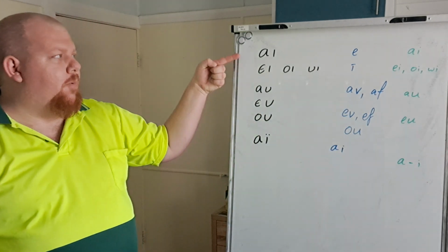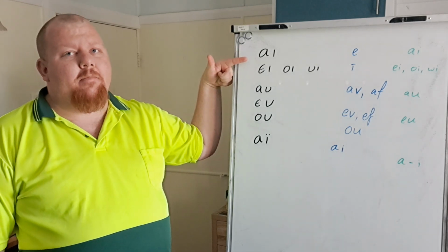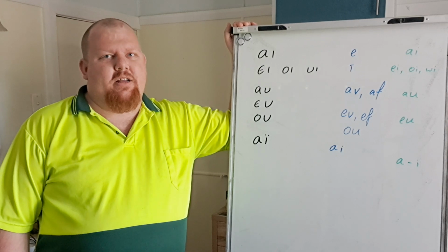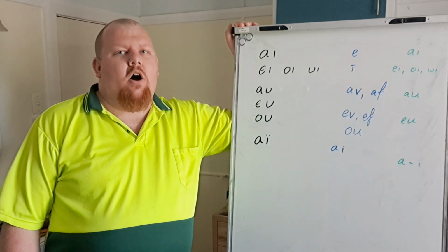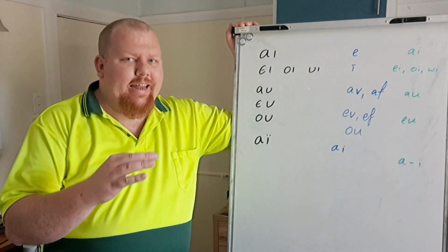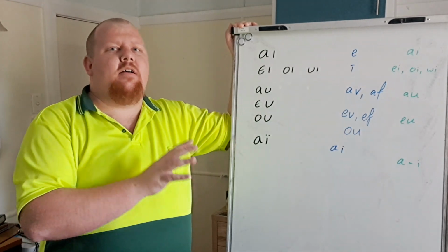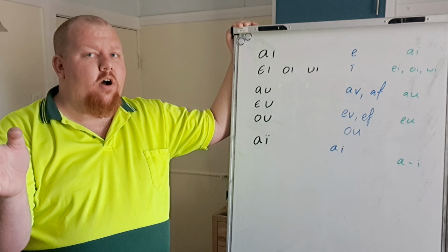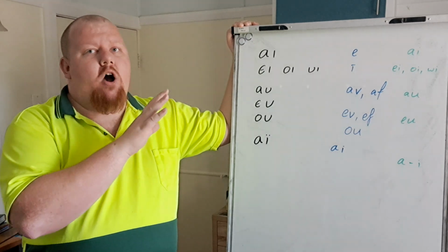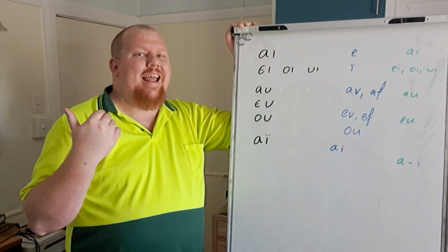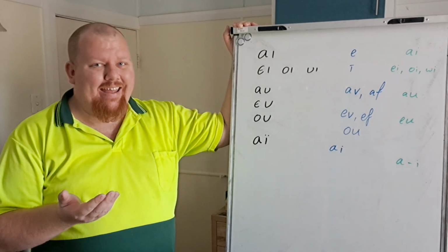So the first one, we have alpha iota. Now, in Erasmian, it would be pronounced exactly as you would expect: I. So you're combining the sound of alpha and the E sound of iota. So you have I. In modern Greek, it becomes an E sound.